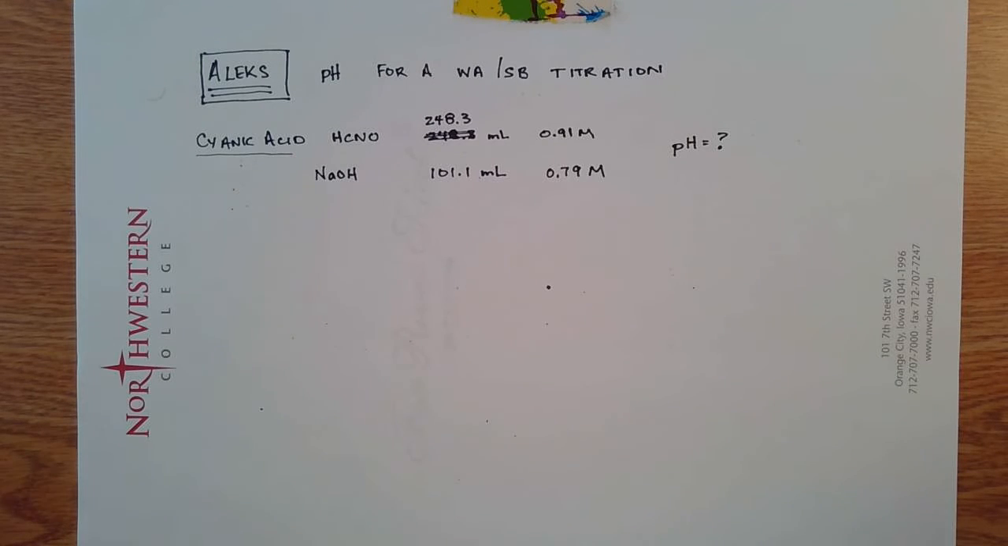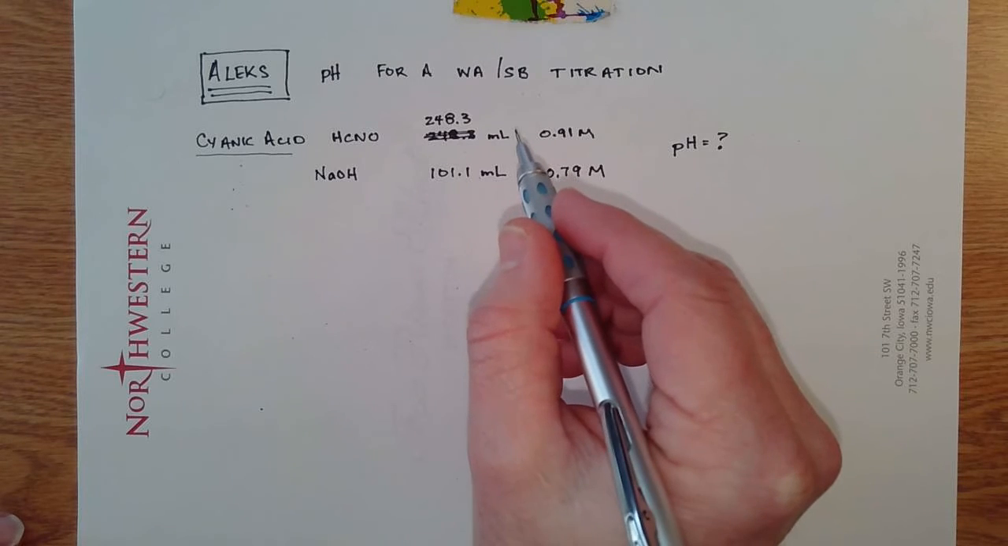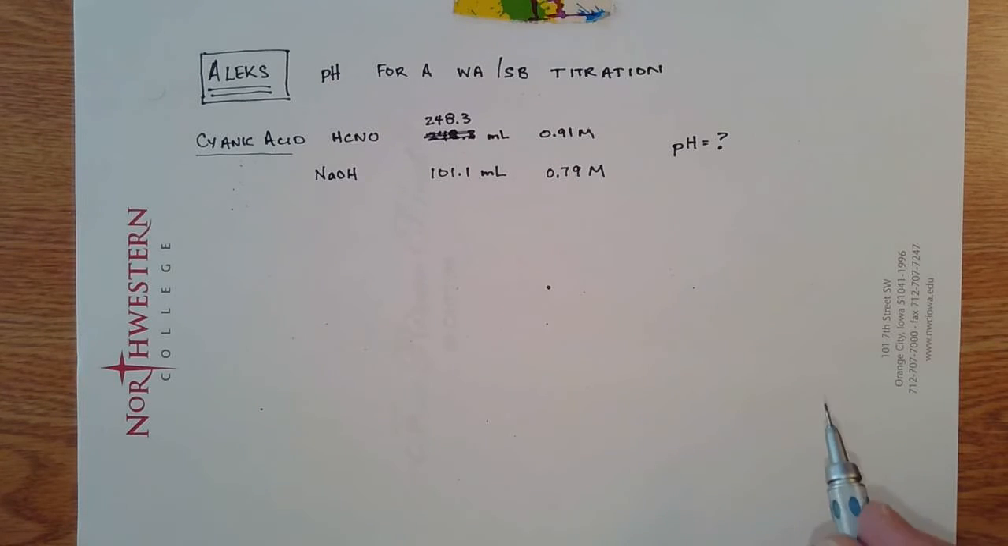This ALEX topic has us calculating the pH for a weak acid titration where we're titrating the acid with a strong base. This is one of many different versions of this problem and the partner problems where we have a weak base and we titrate with a strong acid. So there are going to be several of these illustrations that seem fairly similar.